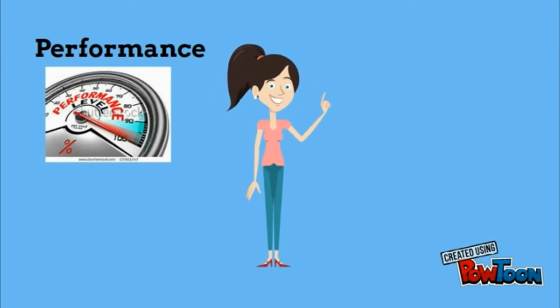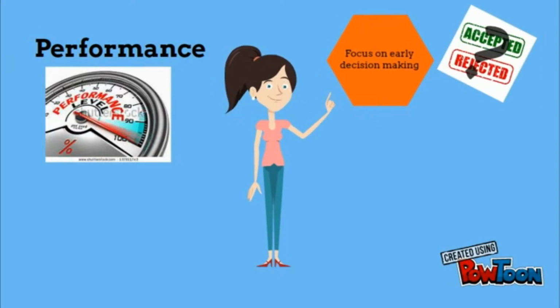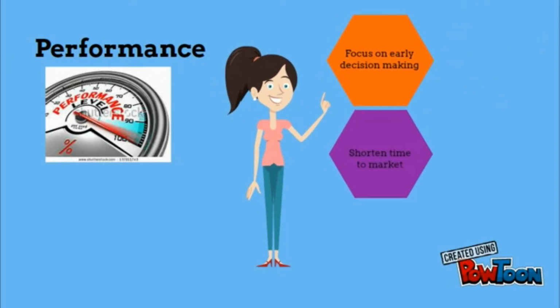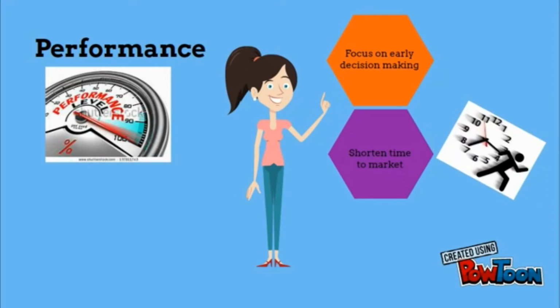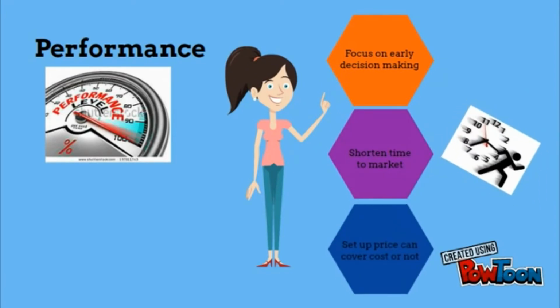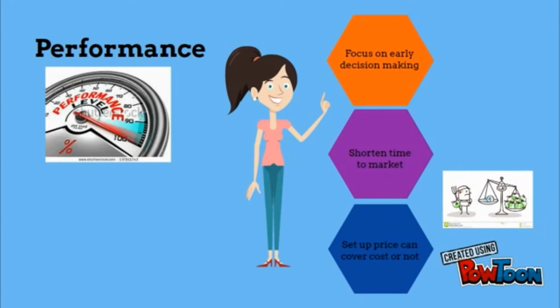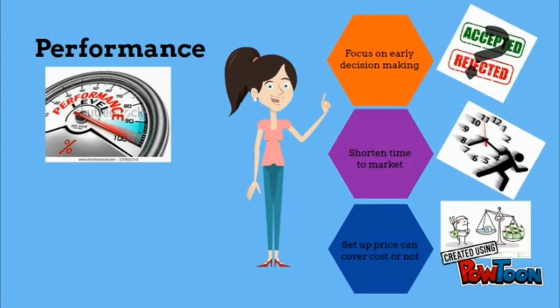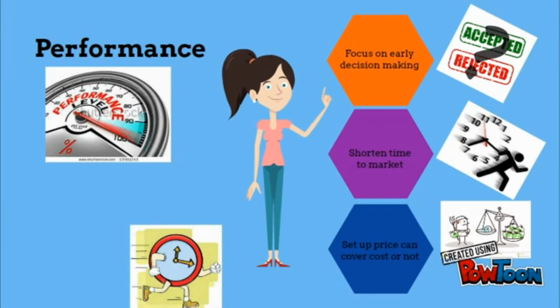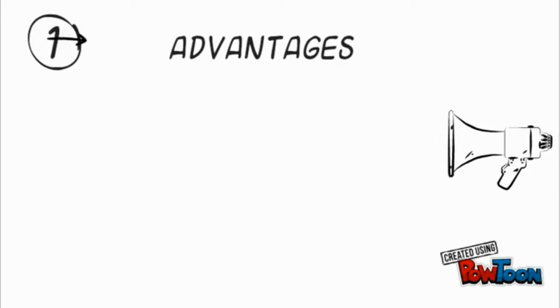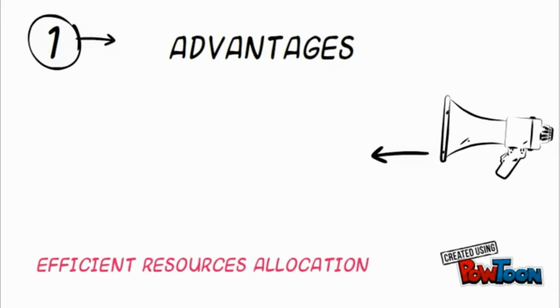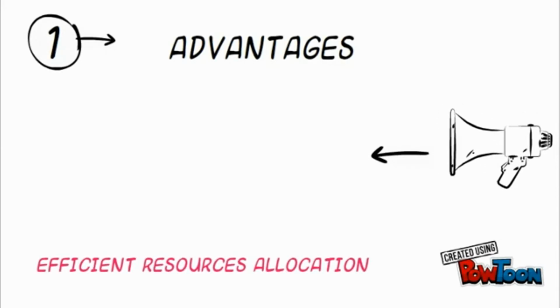For the implication to business performance, it helps the firm in early decision making, whereby the firm can shorten the time to market the product. Besides, the firm will be aware whether the set price can cover the cost for the whole product life cycle. Okay, let's proceed to the advantages of life cycle costing.